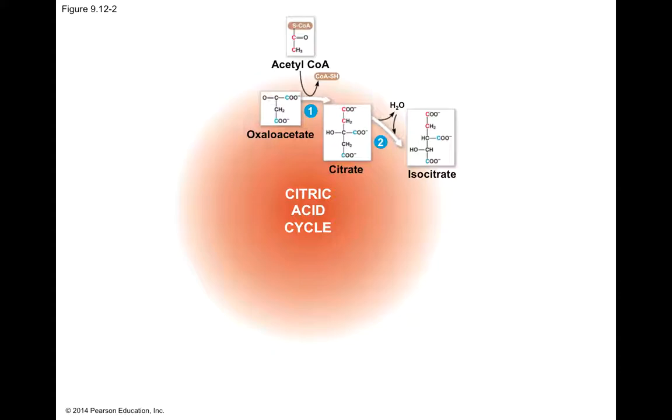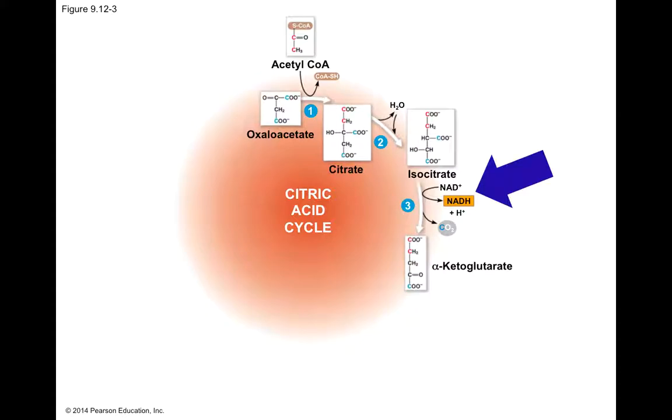So citrate is converted to isocitrate, which is an isomer, and then oxidized to alpha-ketoglutarate. How do you know that this is oxidized? Hopefully you notice that during this step, NAD+ is reduced to NADH. So if something is reduced, then something else is being oxidized. It also loses a carbon as carbon dioxide. So now we have a 5-carbon molecule.